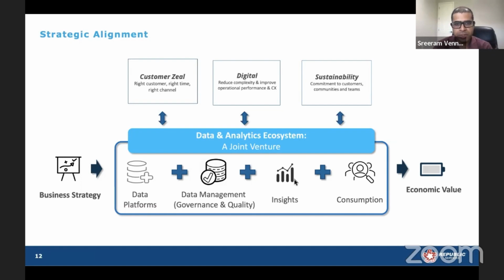So at the core for the strategic alignment, we have the data products, which is defined by data platform, data management, insights and analytics, consumers of the data products, which are closely aligned to the organizational outcomes. Combined, all these would derive the economic value. So that's what is meant by strategic alignment at Republic Services. Do we align with this particular objective? Any key project that we take up is mostly aligned with these three objectives.